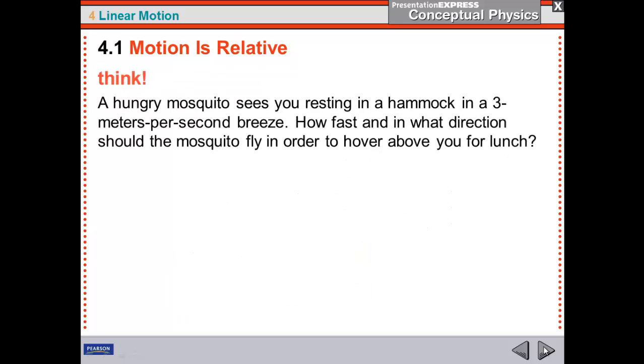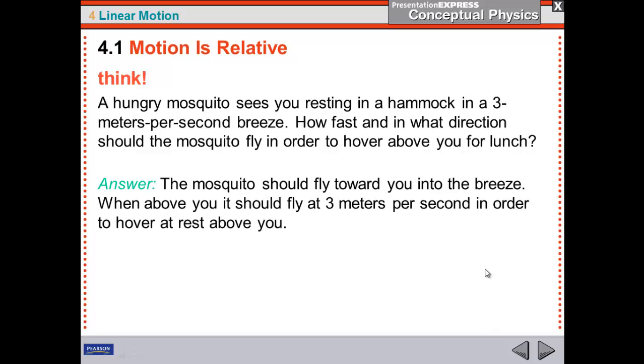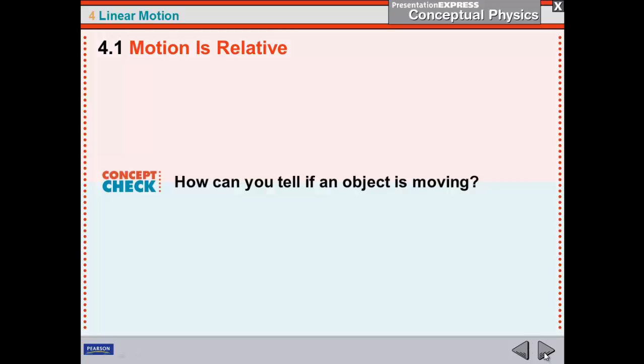Alright, so say you've got a hungry mosquito that sees you lying in a hammock, and there's a nice breeze at about 3 metres per second. So how fast and in what direction should the mosquito fly in order to hover above you for lunch? Well, obviously it needs to fly into the breeze, doesn't it? And it needs to fly at the speed the breeze is going. Right? So you get the idea of the relative motion of things.